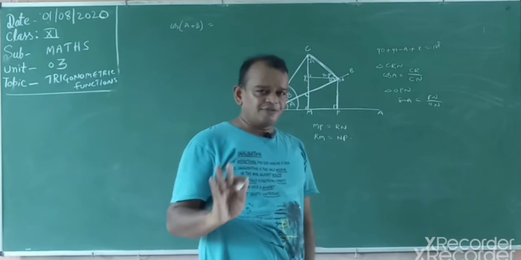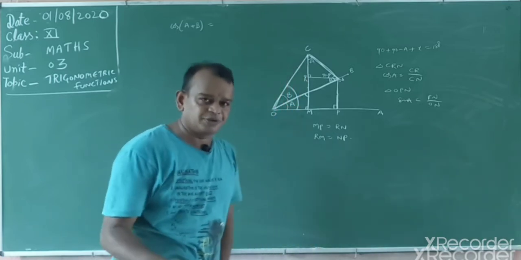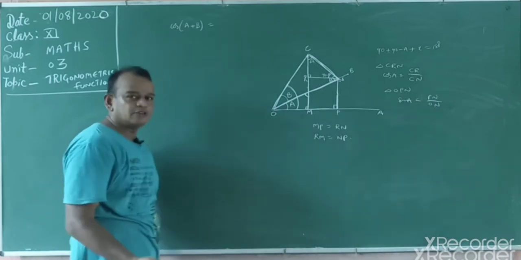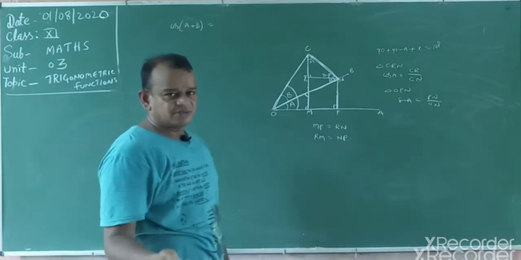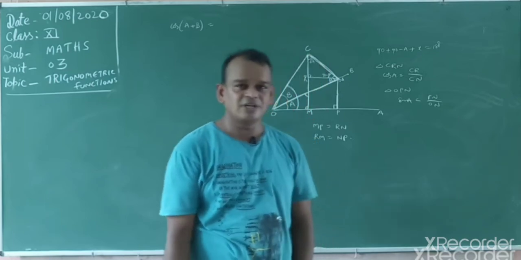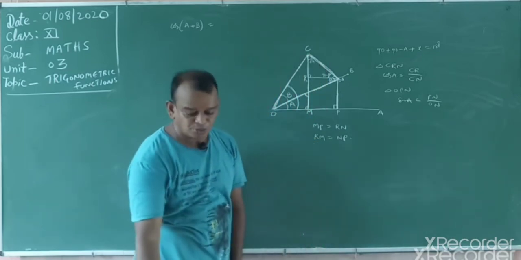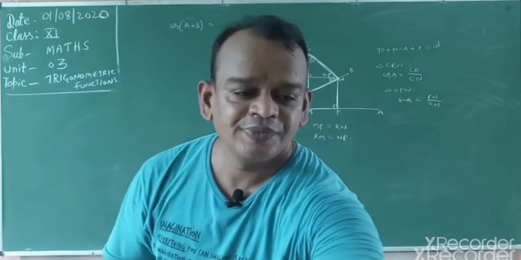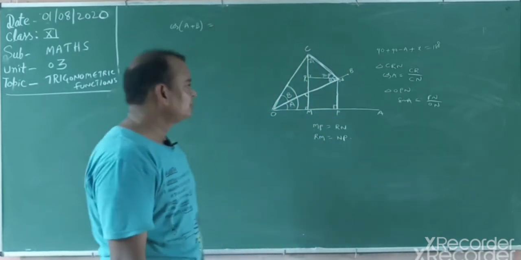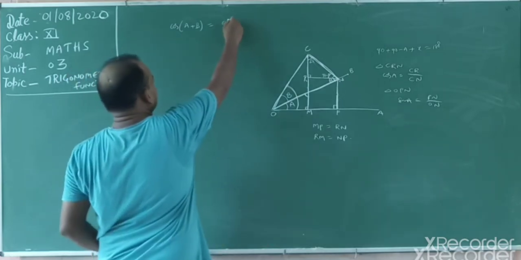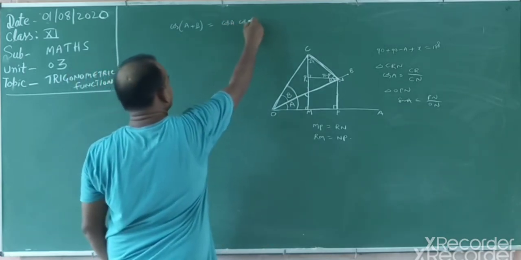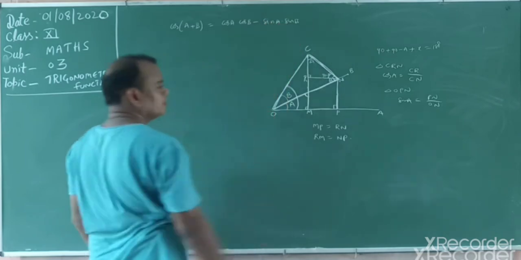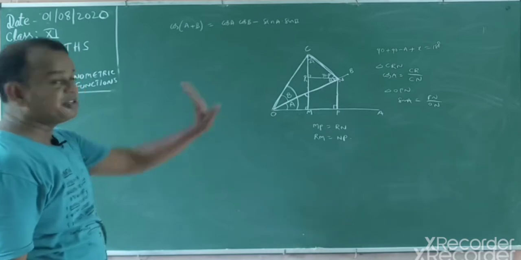This one is not important from the examination point of view, but you should have an idea how to prove it. Some junior students ask how to prove that one. You must learn this one, 100%. Cos of A plus B formula: cos A cos B minus sin A sin B. The diagram is the same.